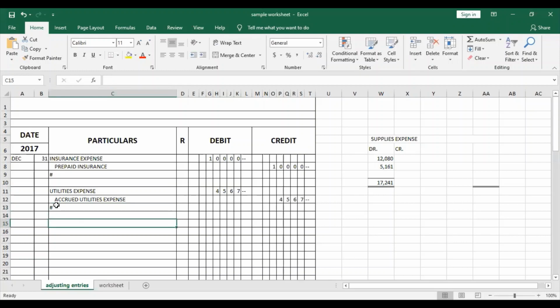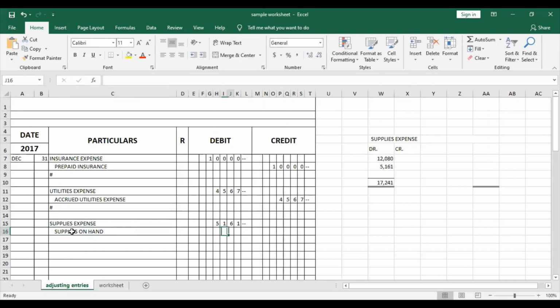So, meron ka ulit entry na debit supplies expense 5,161. Ilalagay natin yan. Supplies expense on the debit side for 5,161. And then, ang credit natin is, using the asset method, ang credit natin ay supplies on hand.